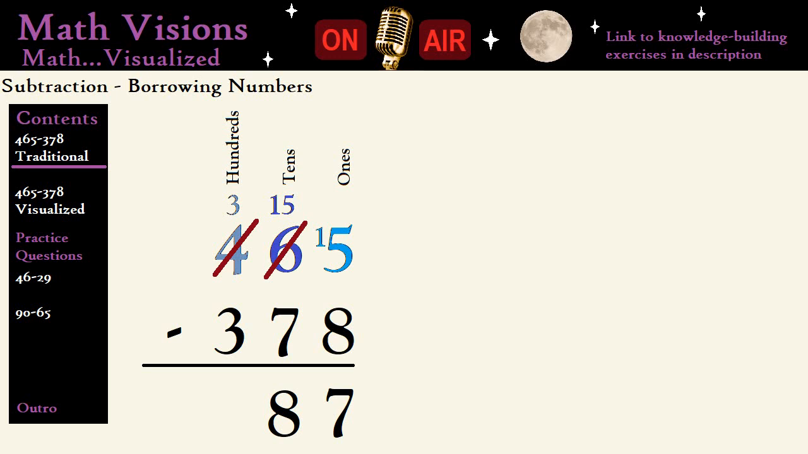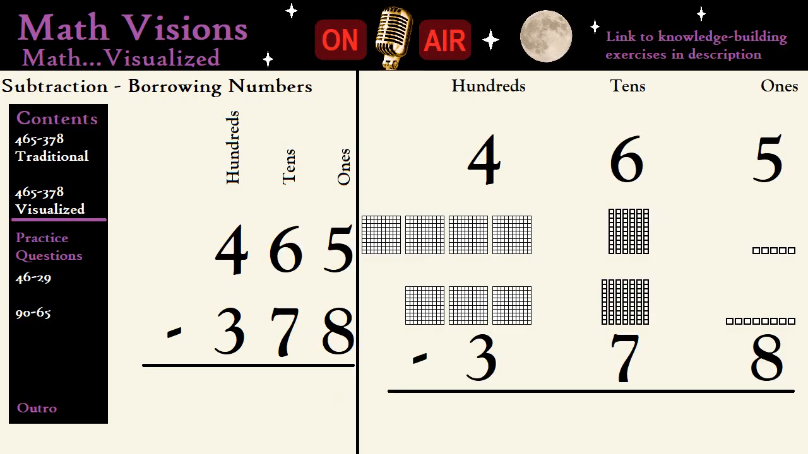Now, I'll break down this expression with squares. We have 4 groups of 100 squares, 6 groups of 10 squares, and 5 individual squares to represent 465 visually. To represent 378 visually, I've drawn 3 groups of 100 squares, 7 groups of 10 squares, and 8 individual squares.